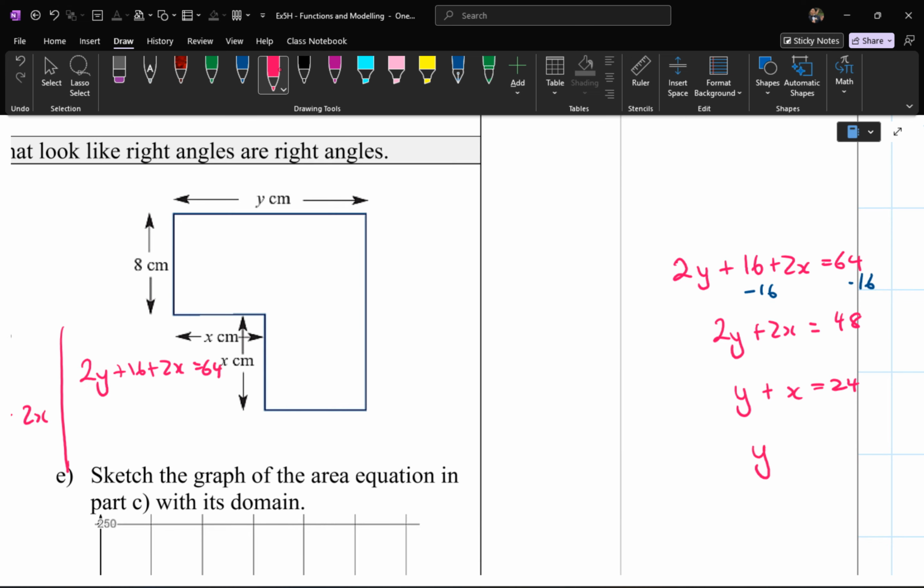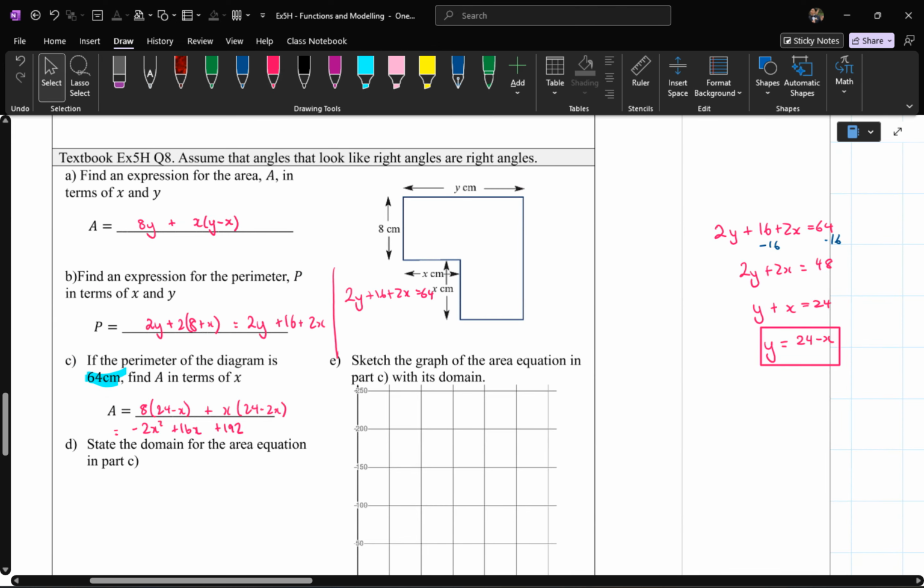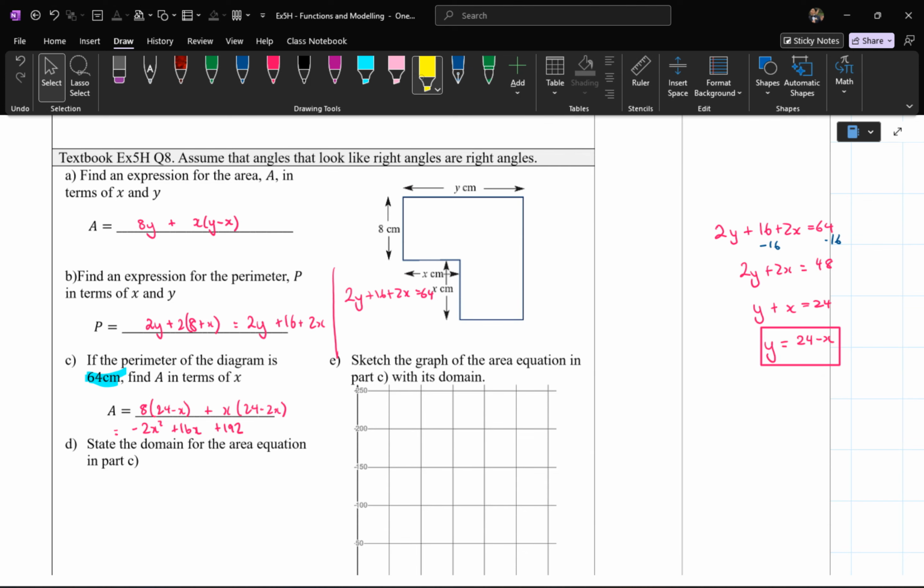Rearrange it so that I get y in terms of x. So y is equal to 24 minus x. Now this is the first restriction. Here's the restriction. Because when I replace that y equals 24 minus x into the area formula, if I take this and put it back here, the area will give me this.